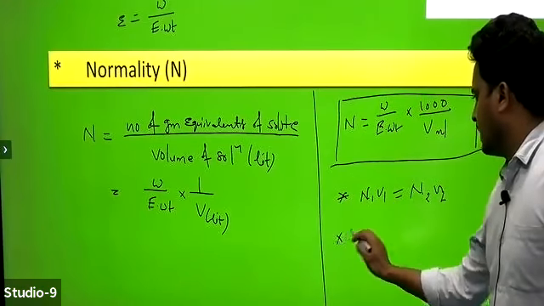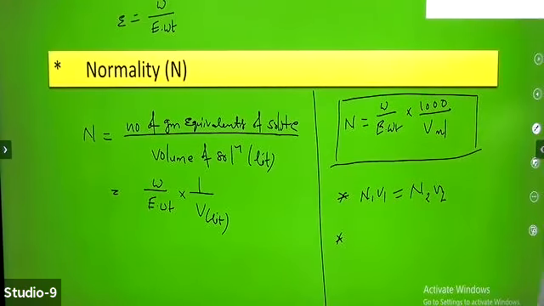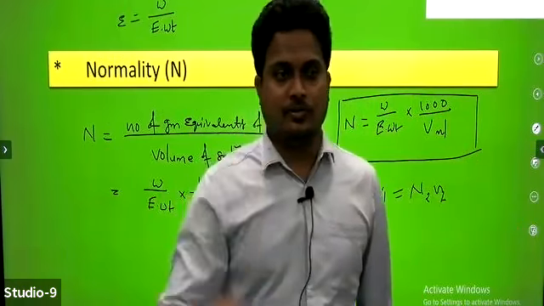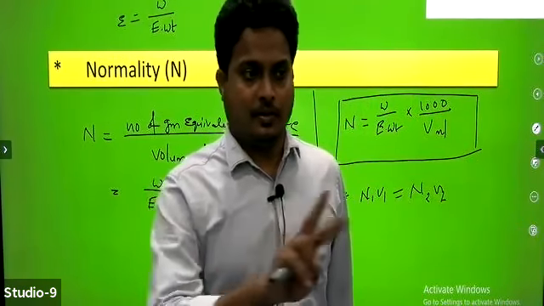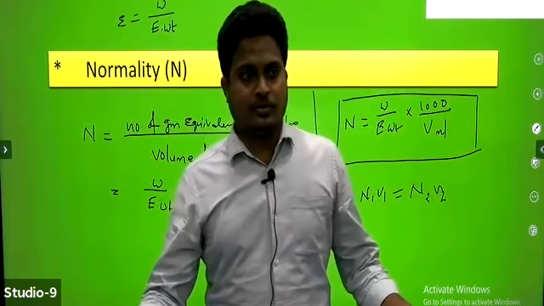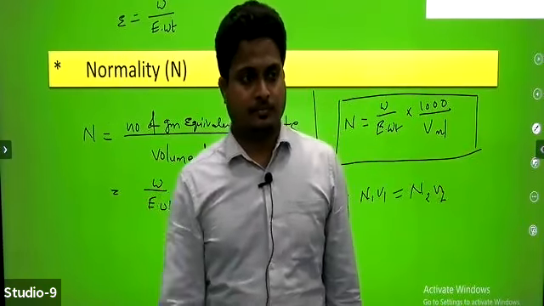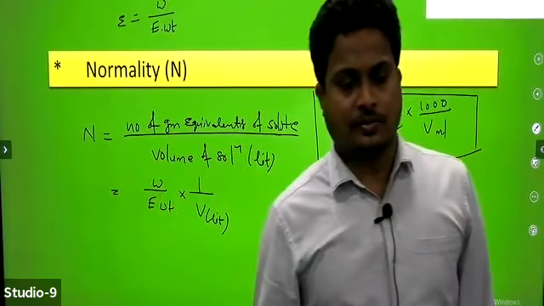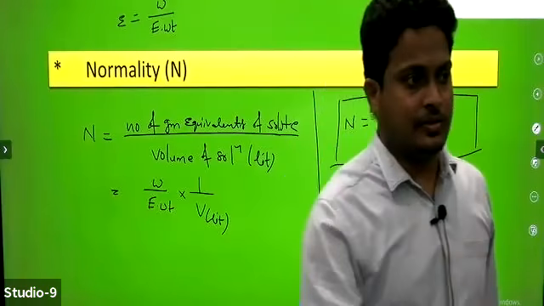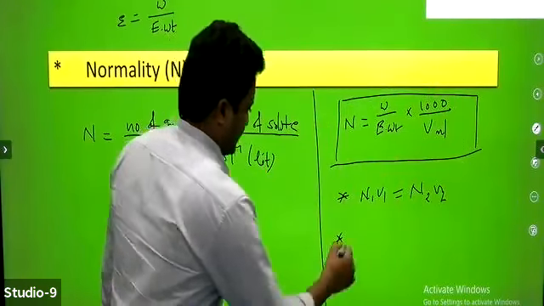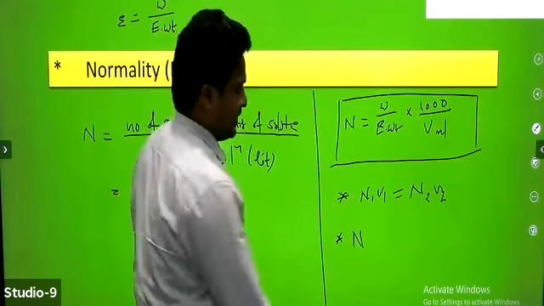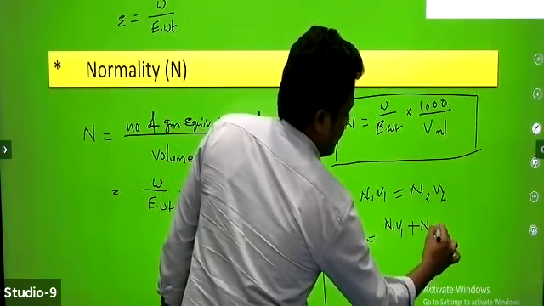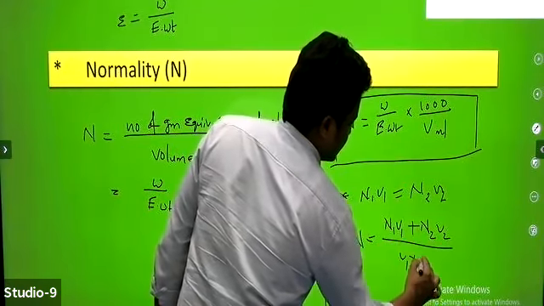Now, next one, normality of a mixture of solutions. For example, if you have two solutions and they are mixed together, they form a new solution. If you want to calculate the resultant solution normality, use this one. Resultant normality is equal to N1V1 plus N2V2 by V1 plus V2.